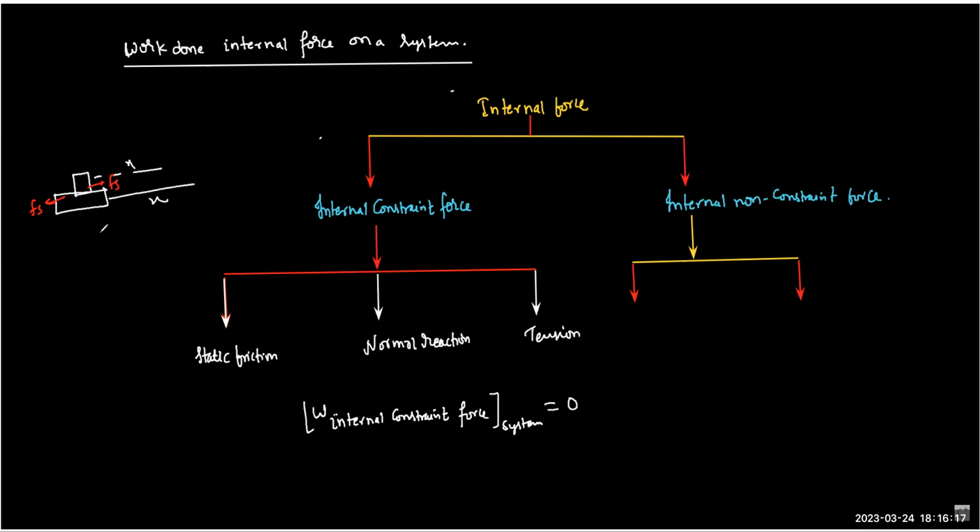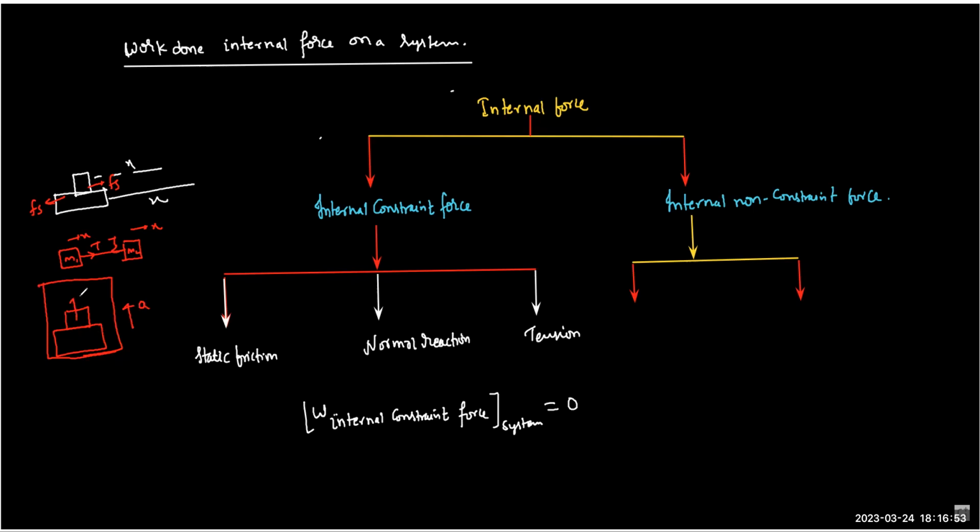Sum is zero. Similarly, if you talk about the tension as an internal force, and if the system goes right, then T will do positive work on the left block, and negative on the right block. So you can see again the sum is zero. And if you talk about the normal, imagine this is in an elevator.